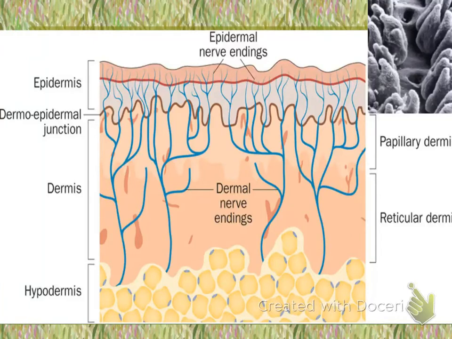Here's a general structure of the skin. You note the two layers of the skin, the epidermis, which is the top layer. Then you see the dermis, which is the thicker, deeper layer. And within the dermis, you have the papillary layer, which is the superficial layer. And then you have the deeper layer of the dermis, which is called the reticular layer.